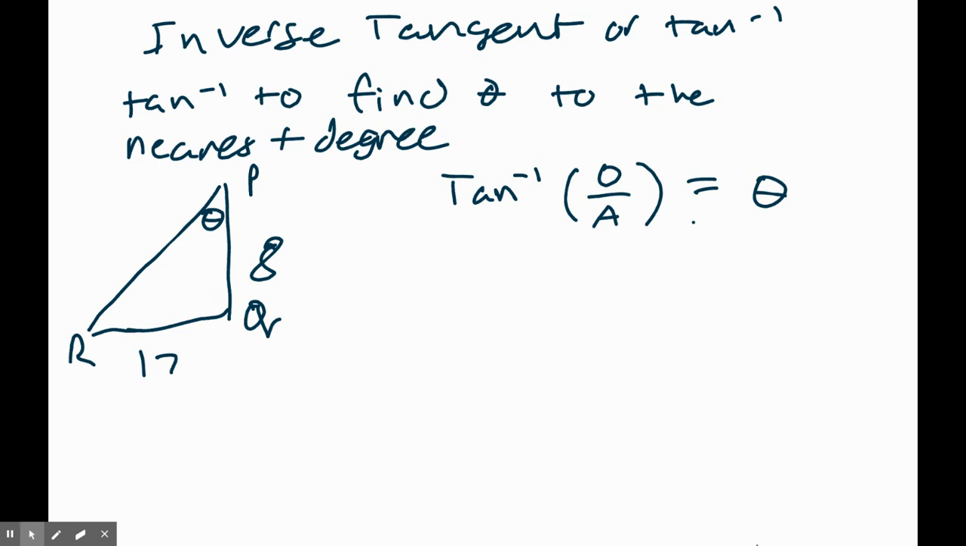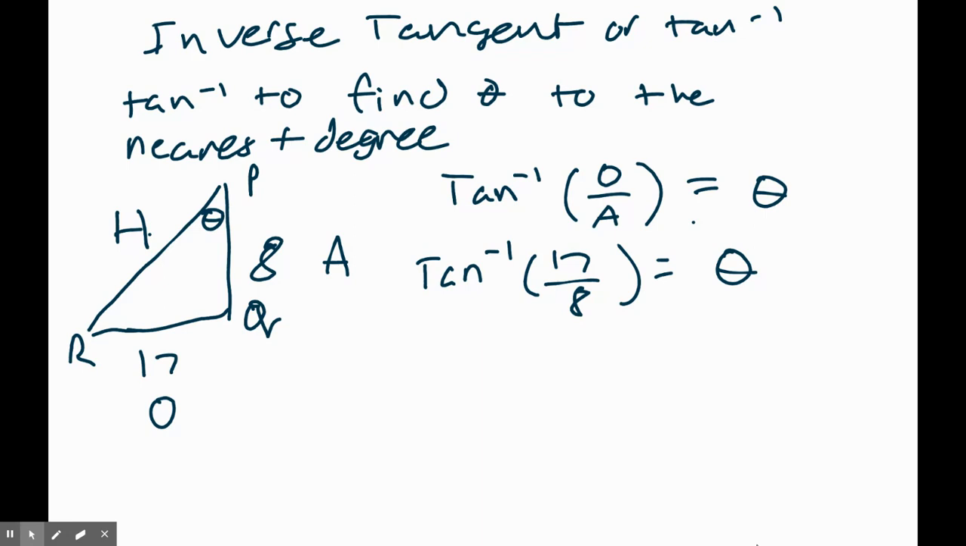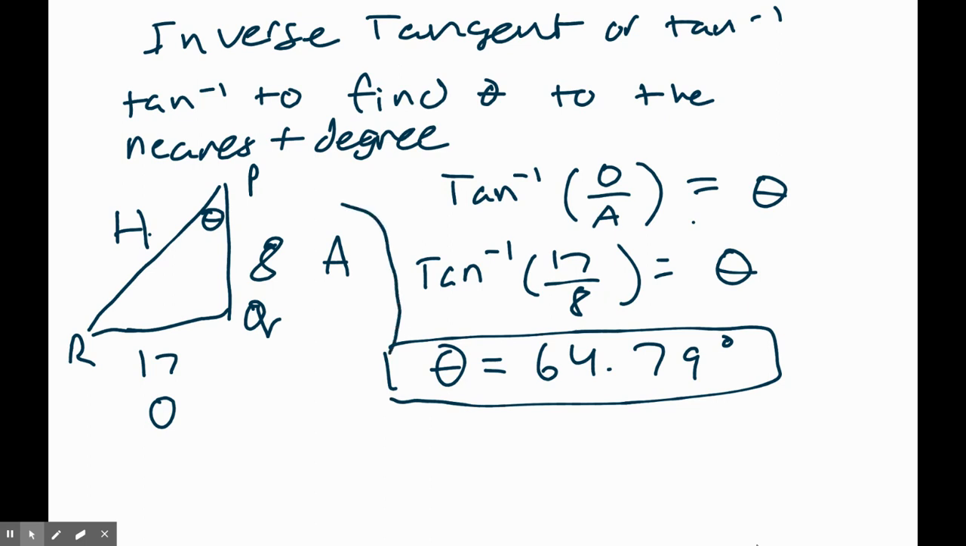So now we can go ahead and label our triangle like we have. 17 would be opposite of theta, 8 would be adjacent, and the hypotenuse stays the same. Now we can go ahead and set this up as tangent inverse of 17 over 8 is going to equal theta. And in this case, we want to round here, or we're not going to round. It's going to be 64.79 degrees. So that's what angle P is equal to.